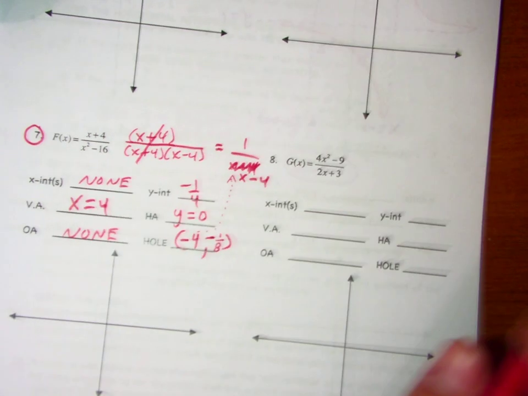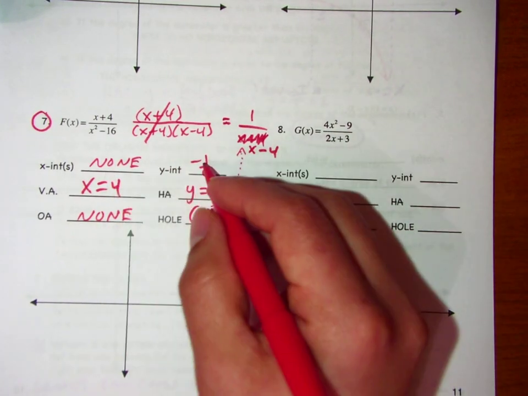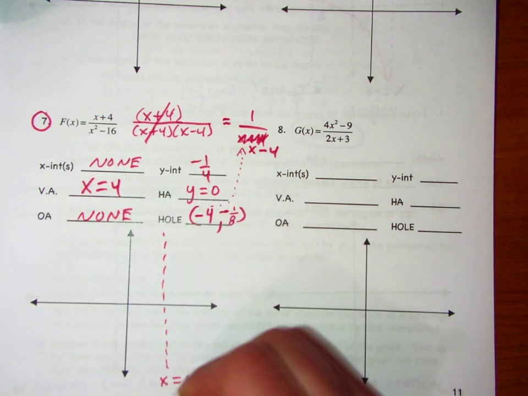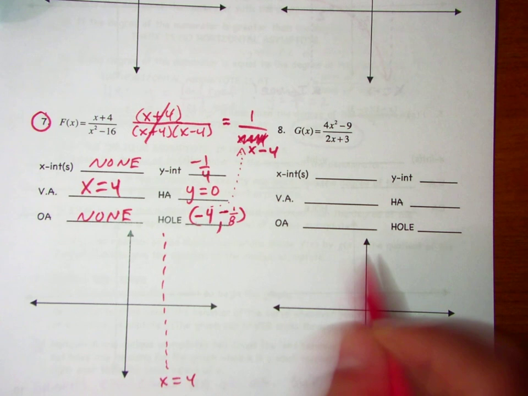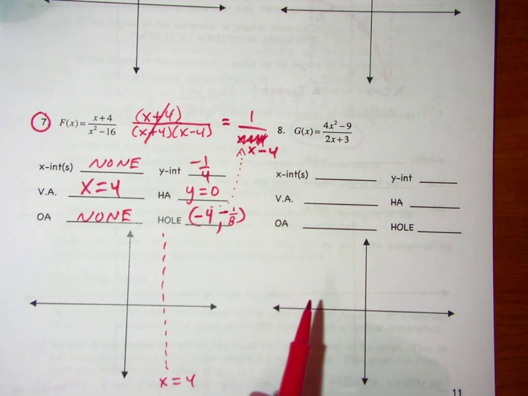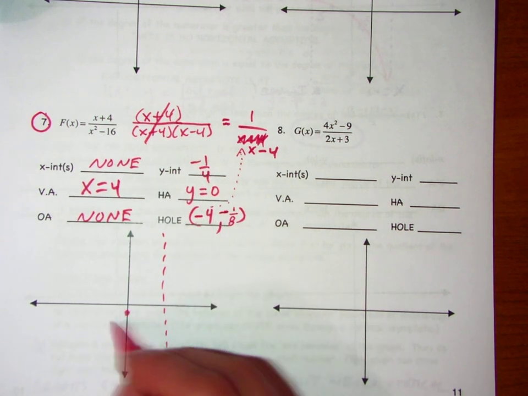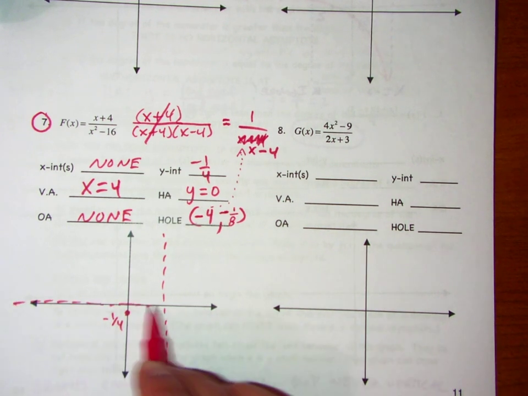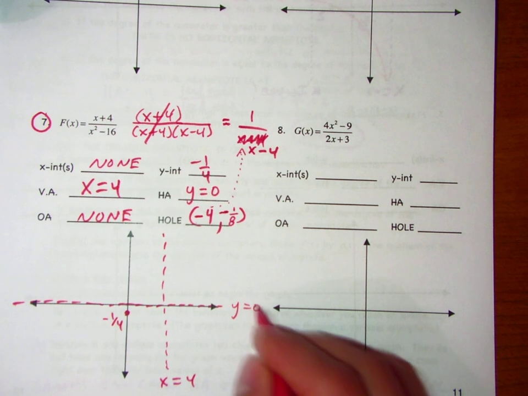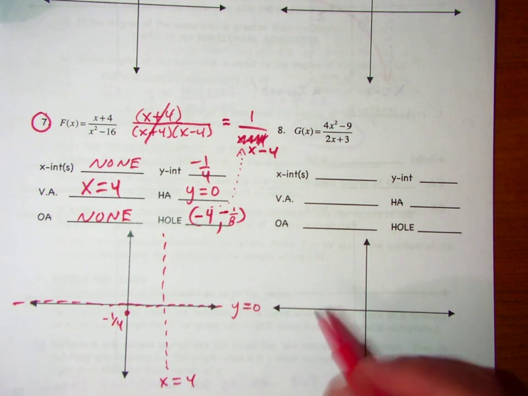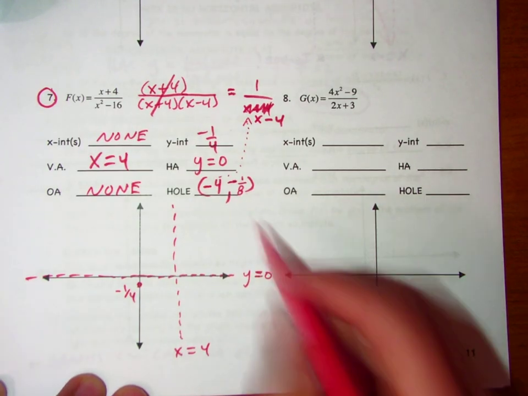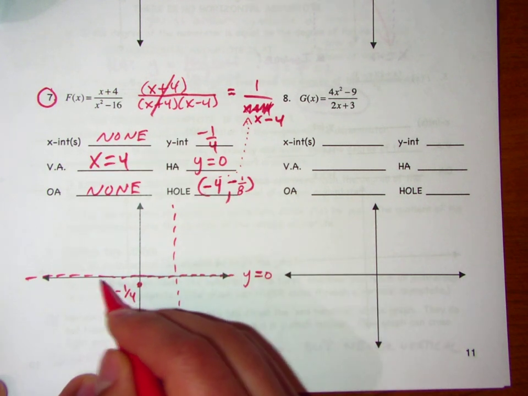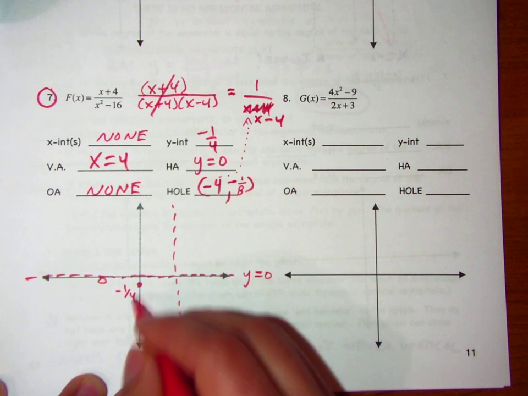So now what does this look like? Well, we have x equals 4, and y equals negative 1/4 for the y-intercept. We do have a horizontal asymptote at y equals 0. Okay, and just based off of that information, I also have a point at -4, -1/8. So if I go to -4, -1/8 is a little closer to the x-axis.